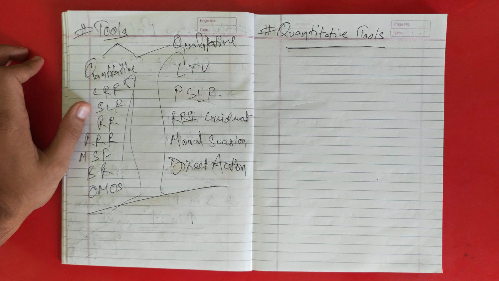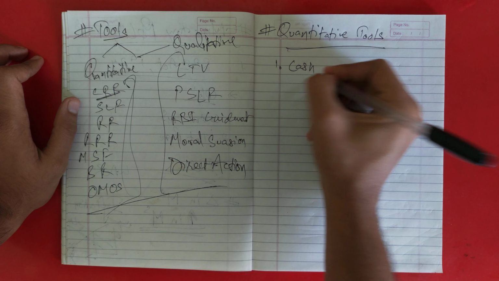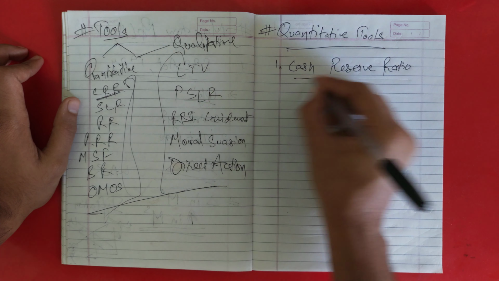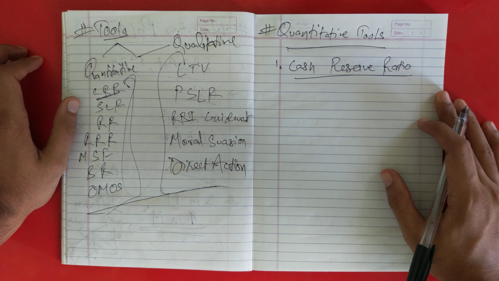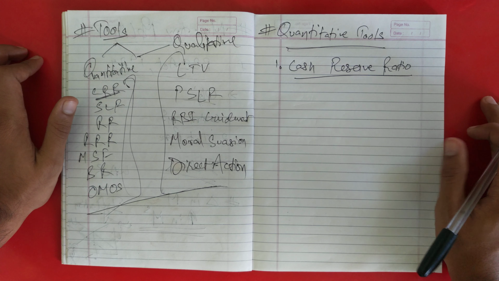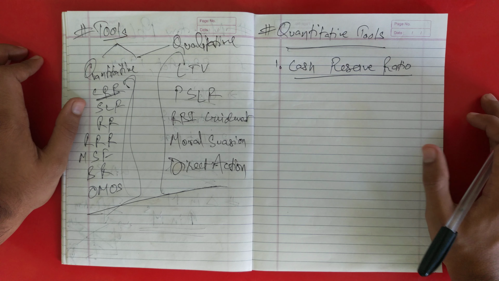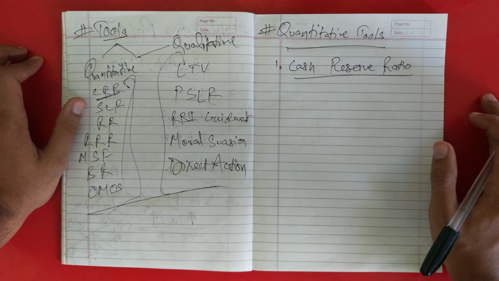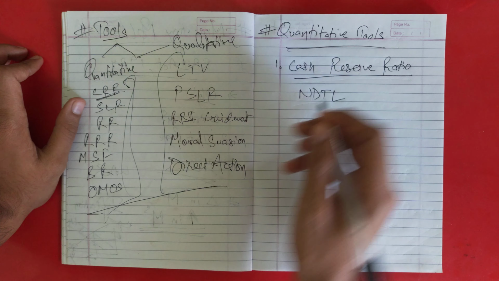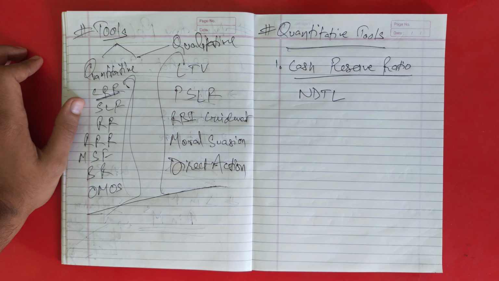So the first quantitative tool, as you can see here, is CRR, which is cash reserve ratio. Okay, now let's study about this first. It is the amount of money that the bank has to keep with RBI in cash form. It is nothing but the average daily balance that a bank shall maintain with the Reserve Bank as a share of such percent of its NDTL. What is NDTL? Net demand and time liabilities, that the Reserve Bank may notify from time to time in the Gazette of India.